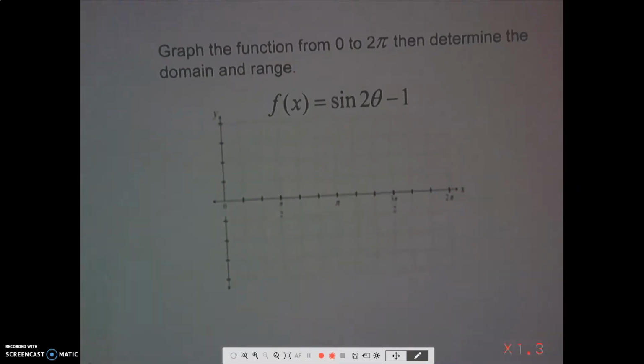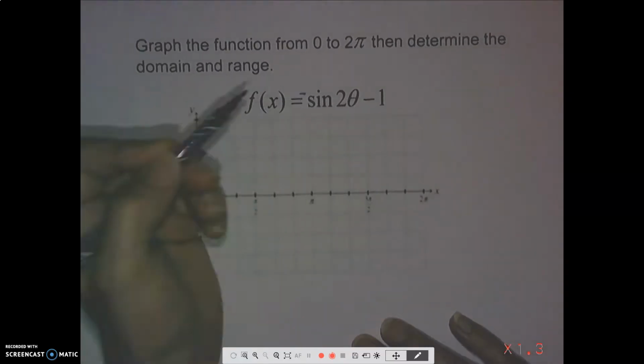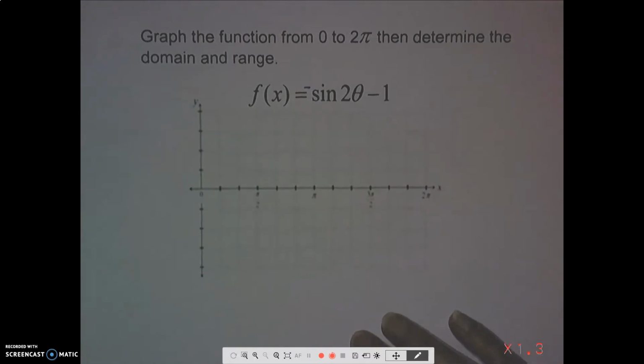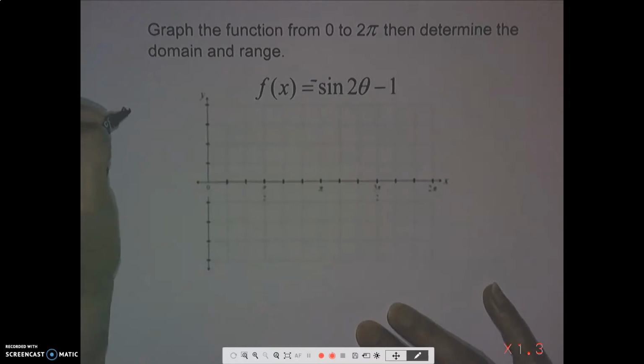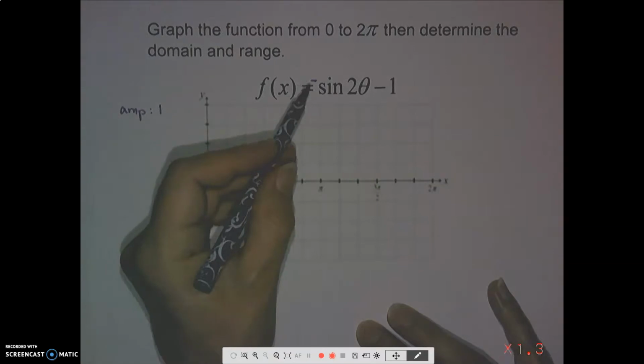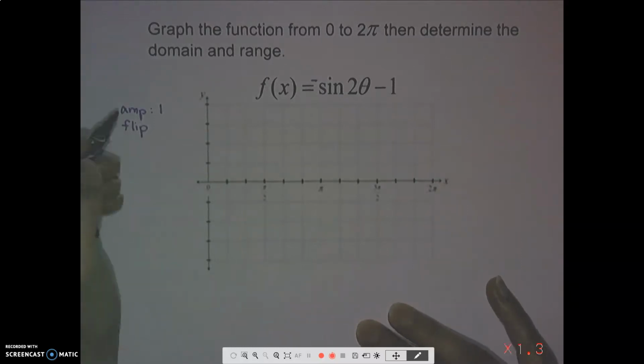Let's look at one more here. And I'm actually going to change this one to be a negative. So we have f of x equals negative sine of 2 theta minus 1. So our amplitude is going to be positive 1. That negative that is there tells us that we are going to flip our graph. So remember, our pattern will just flip, and we'll talk about that again in just a second. Our period is going to be 2 pi divided by 2, so that means that pi is the period.